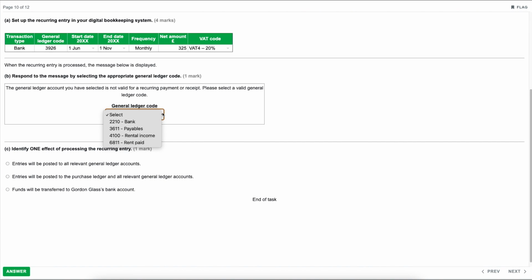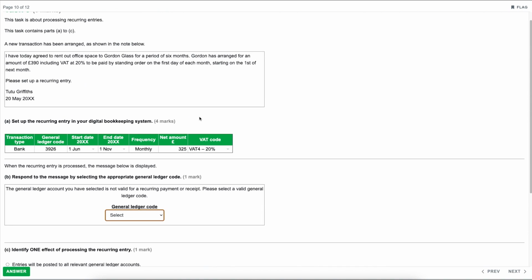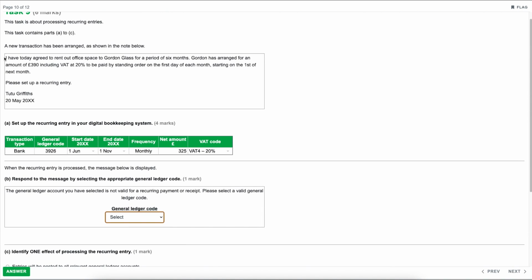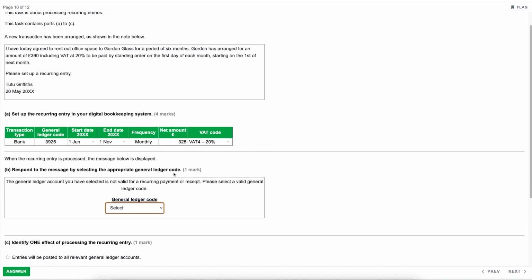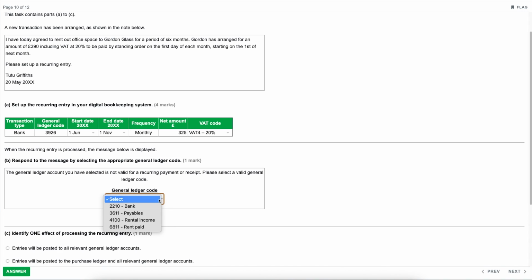So all we need to do, go back up to our question and remind ourselves what it's for. So it states, I have today agreed to rent out office space. Okay, so we as the business are renting out the office space. So it's going to be income for our business. It's not rent that we're paying. Okay, we're not renting out the space. We're renting it out to somebody else. So in terms of the general ledger code, the most appropriate one out of these would be rental income because it's money that we're receiving as a business for office space that we're renting out and therefore rental income.